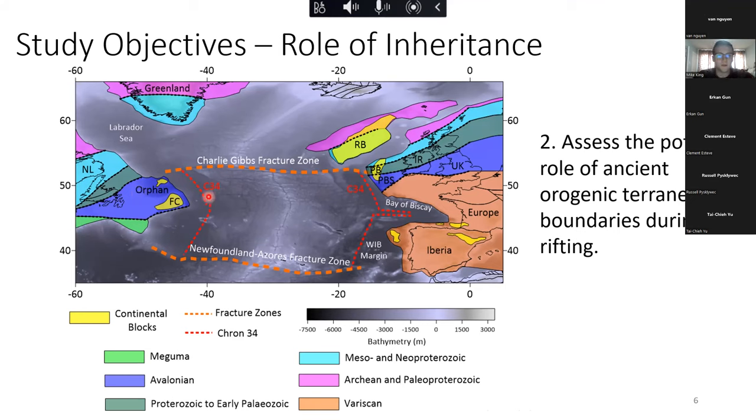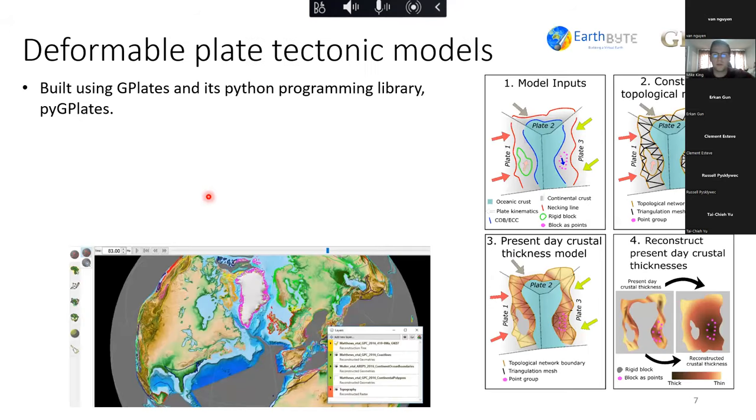So to try and answer all these questions, we're going to be using deformable plate tectonic models. These are built using the interplay of the GPlates software and its Python programming library, pyGPlates. GPlates and pyGPlates are developed by the EarthByte Group at the University of Sydney, Australia. And GPlates has a lot of interesting capabilities, and arguably one of the most well-known is the ability to build and visualize rigid plate models and also the deformable plate tectonic models.